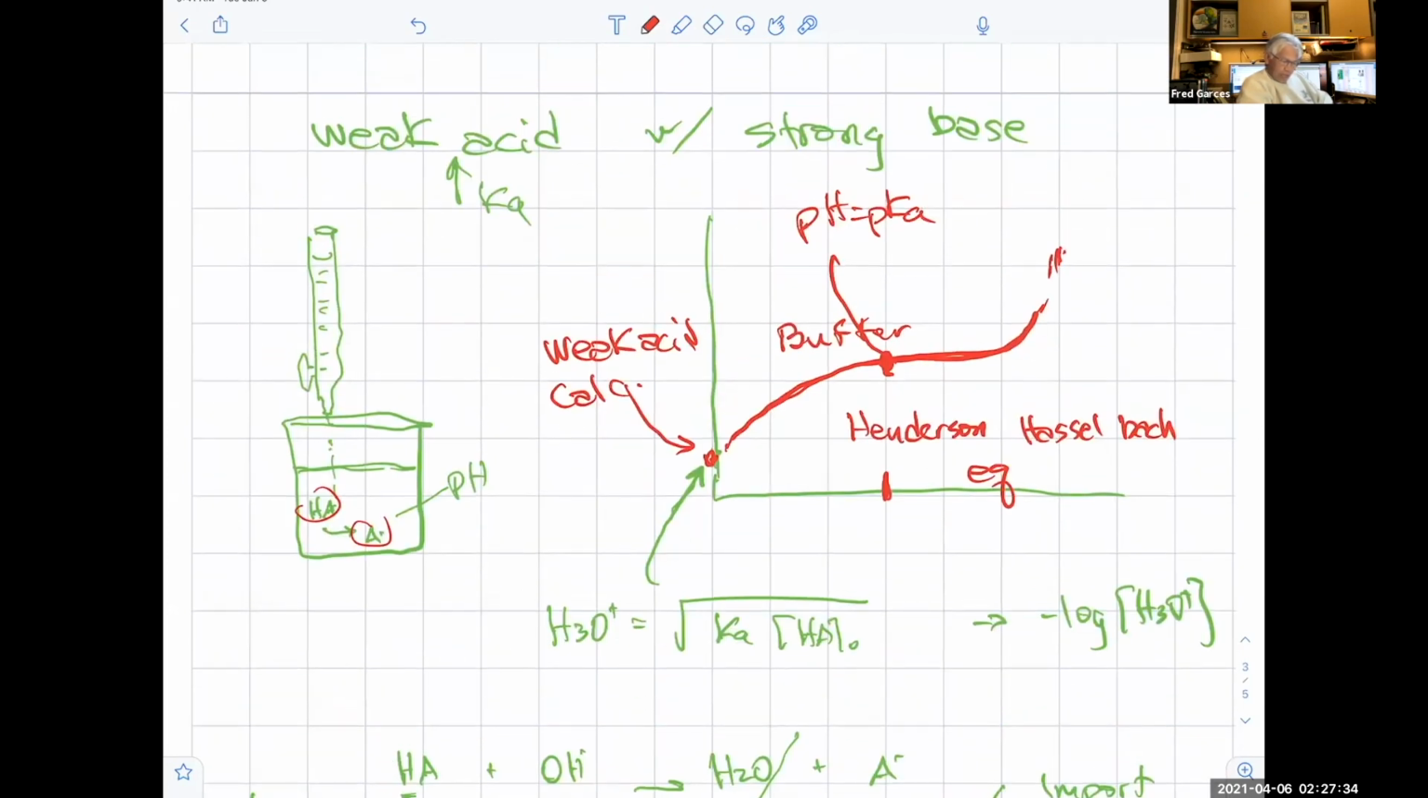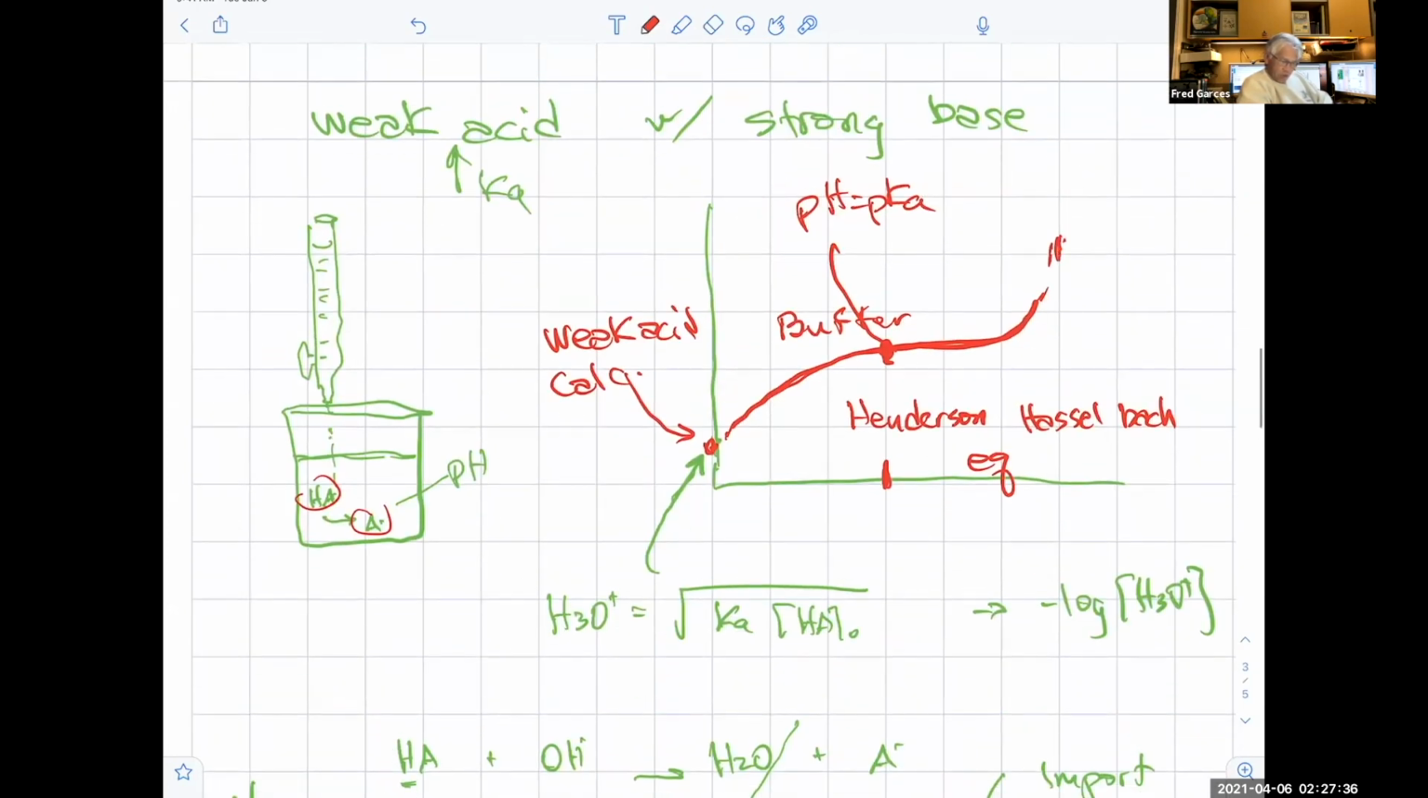So right here, this is the equivalence point. Halfway to that, pH equals pKa. You want to use the Henderson-Hasselbalch equation from this area, because that's the buffer. But when you're halfway to the equivalence point, you don't even use the Henderson-Hasselbalch equation. You know that pH equals pKa.